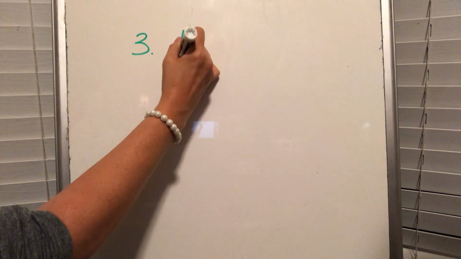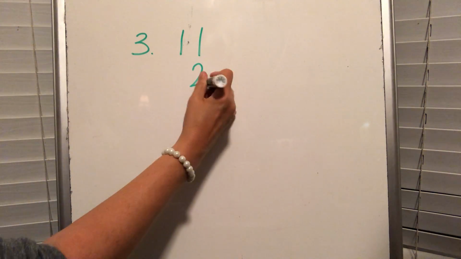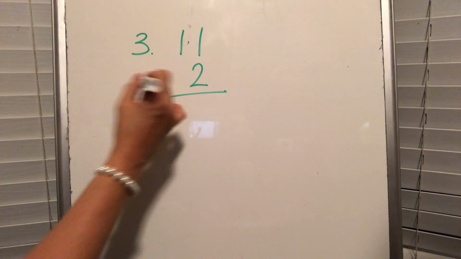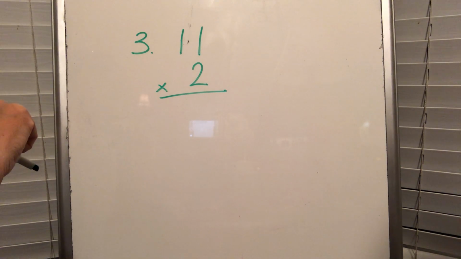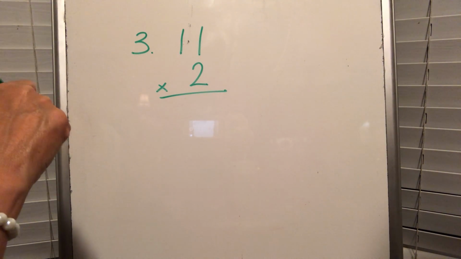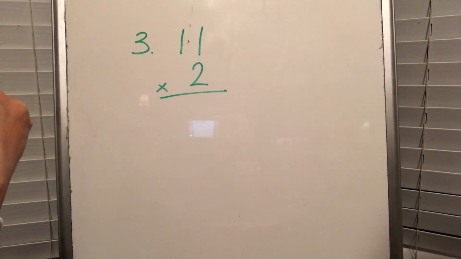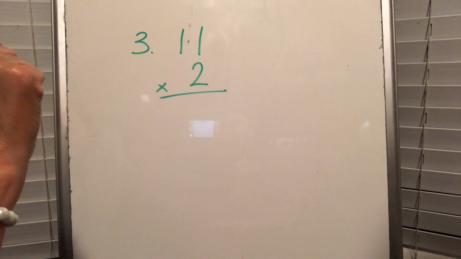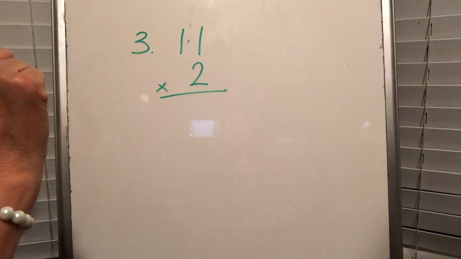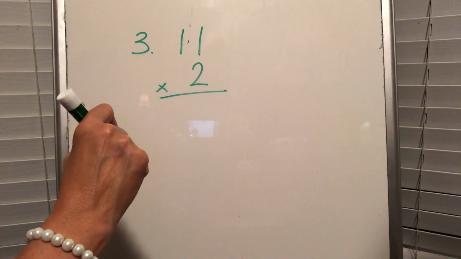Number 3 you'll see is 11 times 2. Now, boys and girls, 12 times 3 and 11 times 2, you should know. We don't even have to do that problem because we already have those facts memorized. We know that 11 times 2 is, yes, 22, all right? But in order just to practice the process, we're going to go ahead and do it step by step, right?